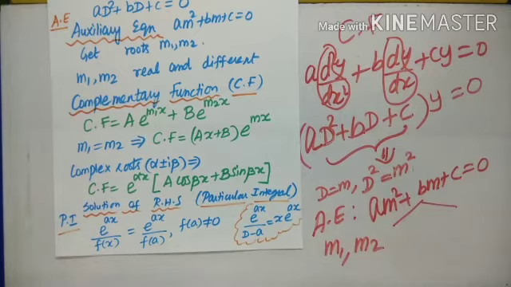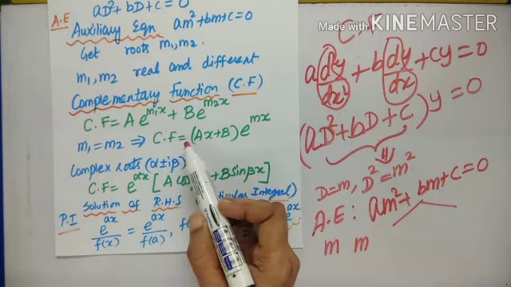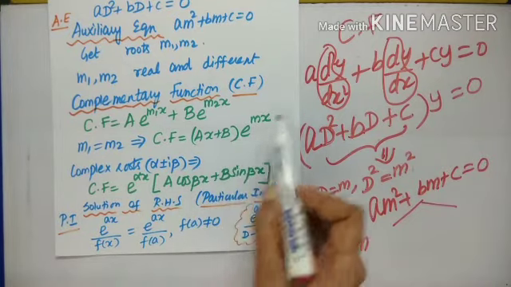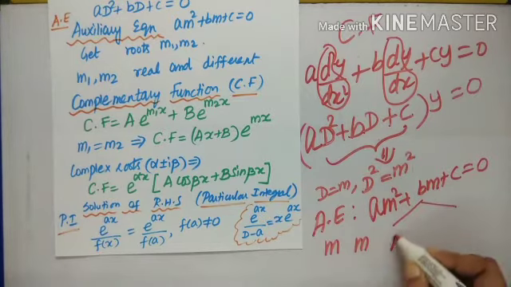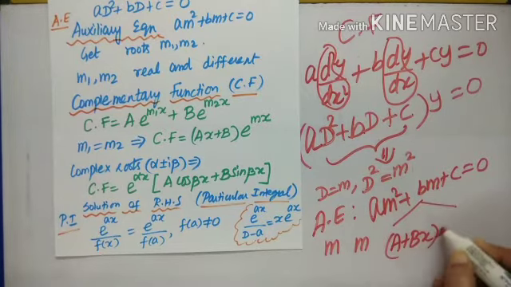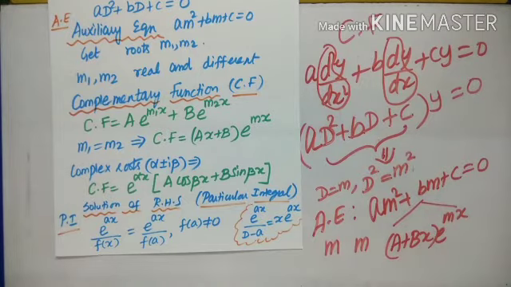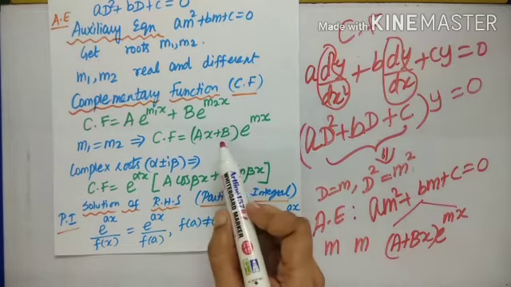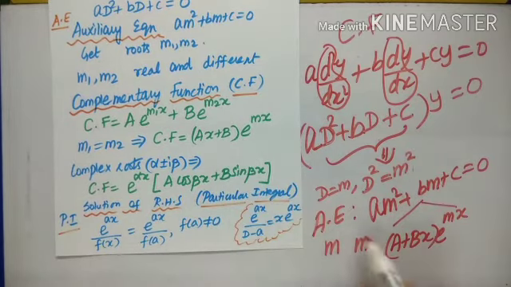Next, suppose the roots are equal. Say m, the second root is also m. In that case, my complementary function will be (ax plus b) into e power mx. I can also write (a plus bx) into e power mx. Both are correct. What we should remember, one constant with x and one constant without x. Either it is a plus bx or it is ax plus b, e power the single number that I get in my solution into x.